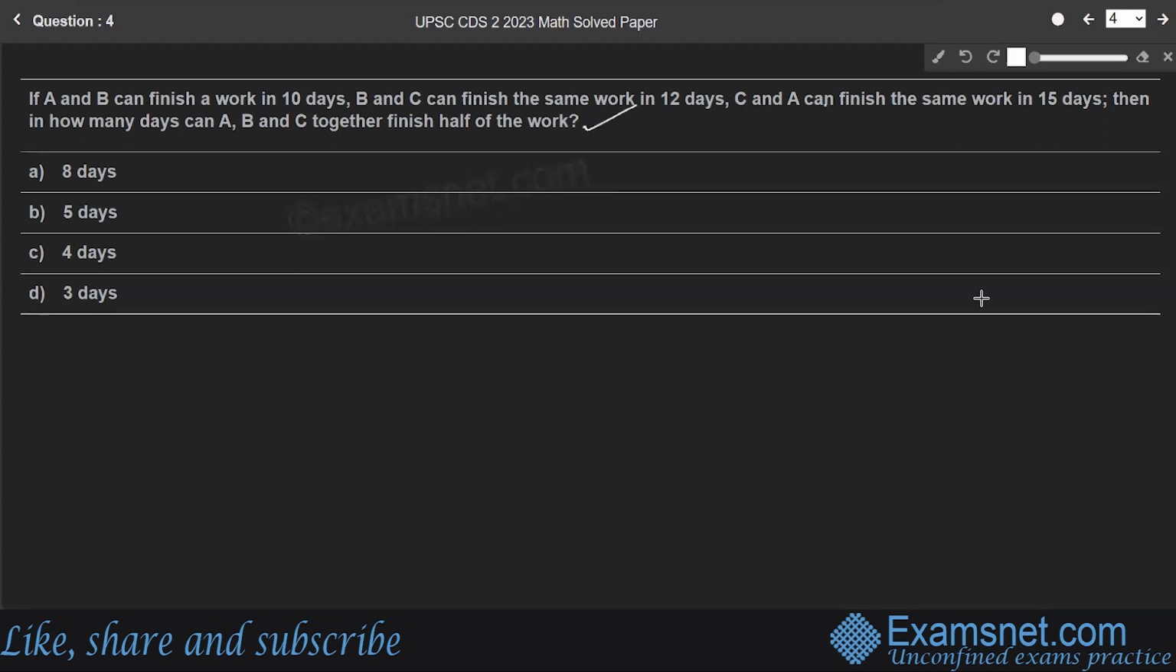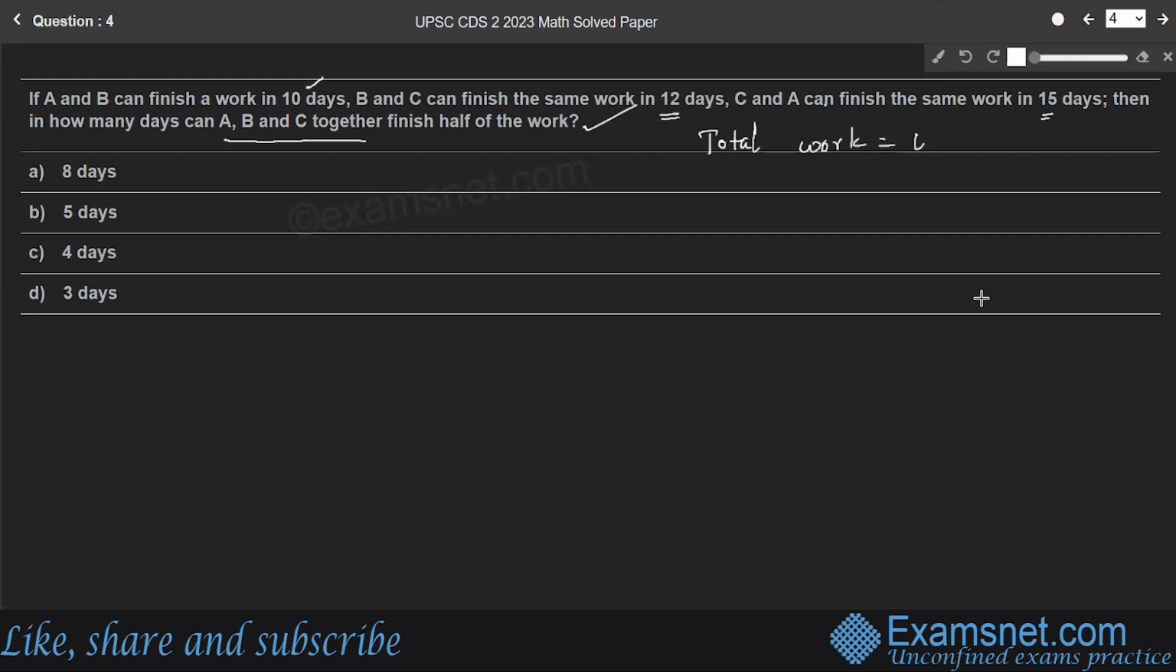Question 4. If A and B can finish a work in 10 days, B and C can finish the same work in 12 days, C and A can finish the same work in 15 days, then in how many days can A, B, C together finish half of the work? So before going to that, we'll consider in one day what amount of work A, B, and C separately can finish. So for that, we'll assume total work as W.